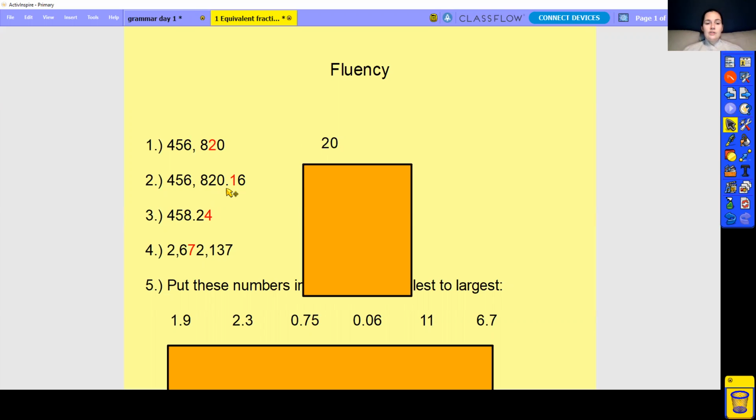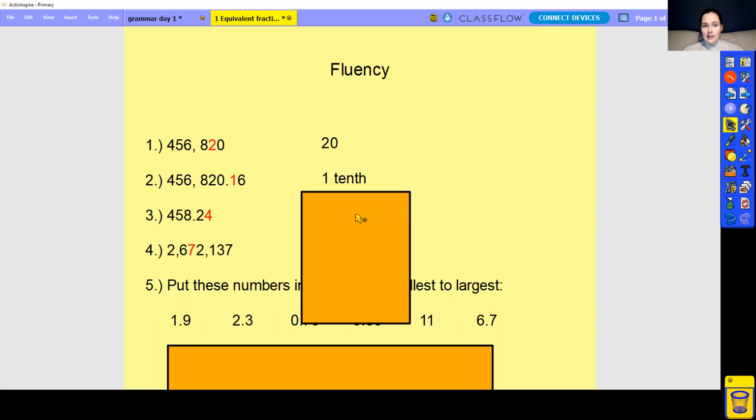Now if you look to the left, you can see very carefully, and there's a decimal point here. So if you look to the right, this is in the tenths column. So actually this one here is 1/10, okay?